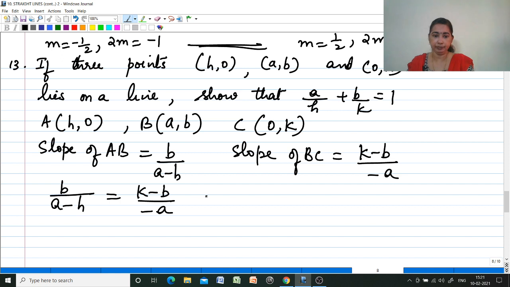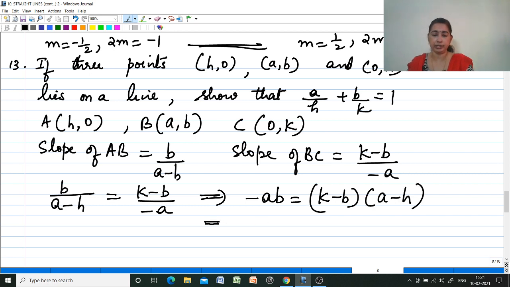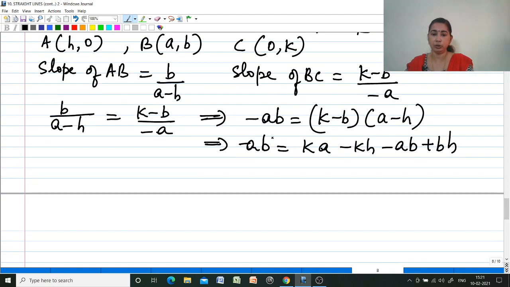Now cross multiplying, minus AB is equal to (k minus b) into (a minus h), that is, minus AB is equal to KA minus KH minus AB plus BH. On both sides we can see that minus AB is common, so we can cancel that. Then this minus KH we can take to the left side, so KH is equal to KA plus BH. Now since we have to prove that one side is equal to 1, we can divide throughout by KH.